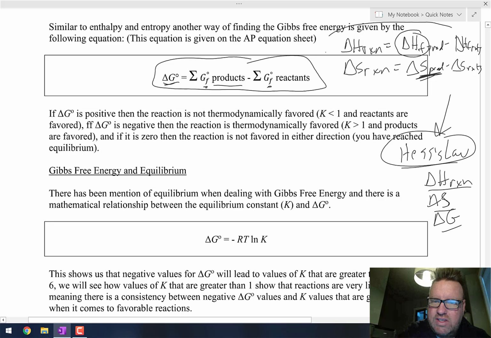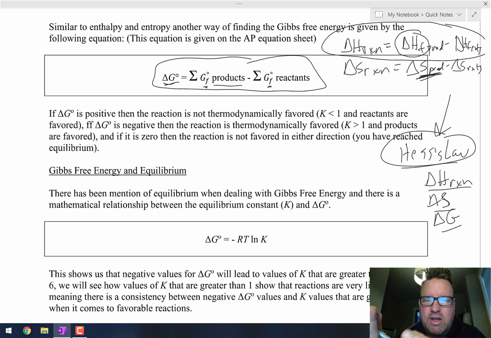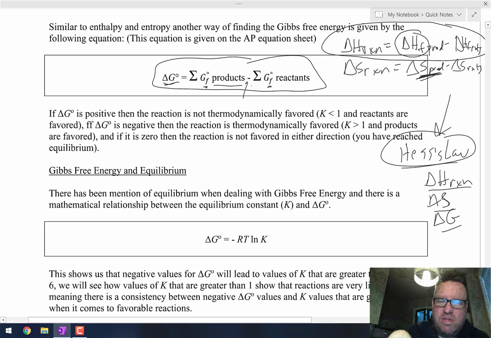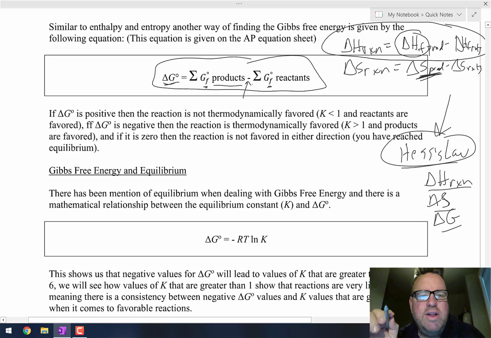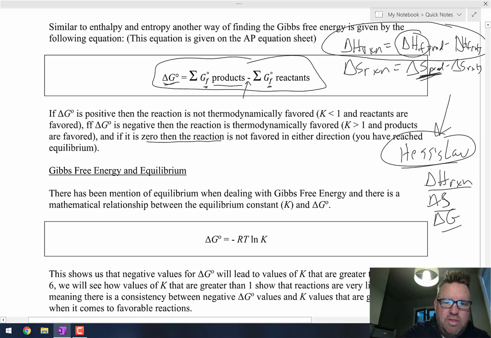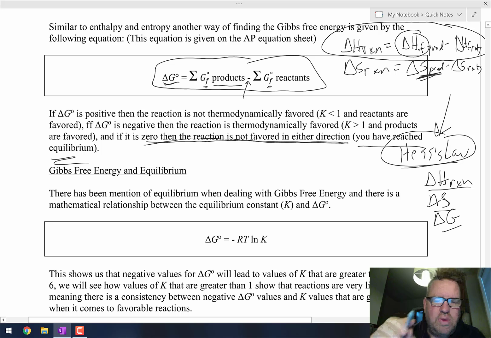So just like this equation here, you take the products, you add them all up, you take the reactants, you add them all up, and then you subtract them. Products minus reactants. And then once again, if delta G is positive, then the reaction is not thermodynamically favorable. If delta G is negative, then it is thermodynamically favorable. And if it's 0, then the reaction is not favored in either direction, I believe we talked about in the last video, and therefore you have reached equilibrium.